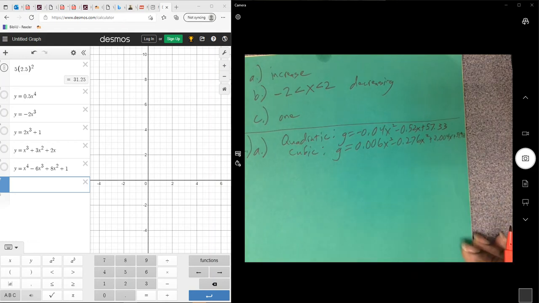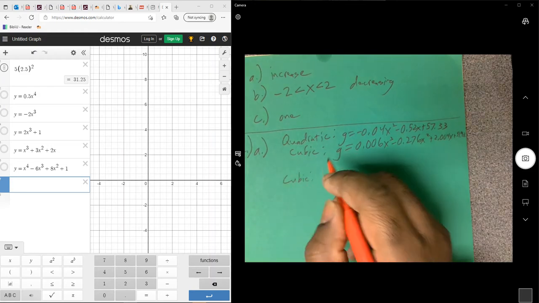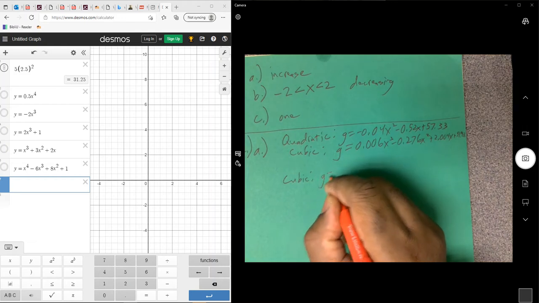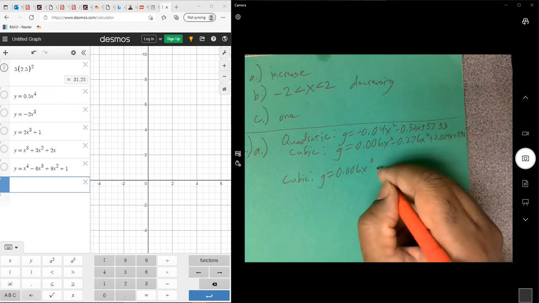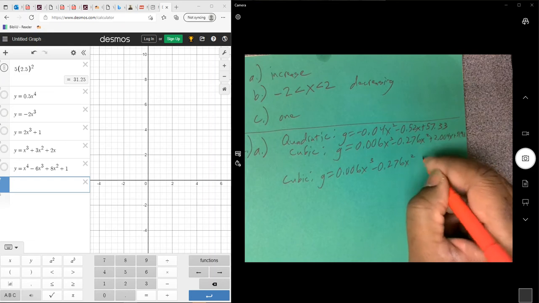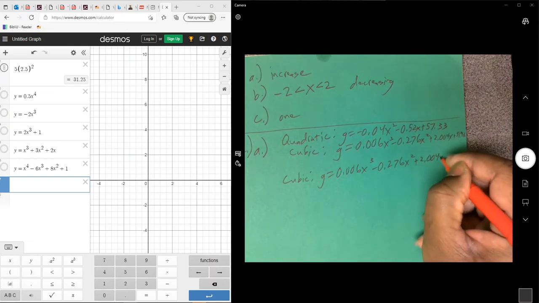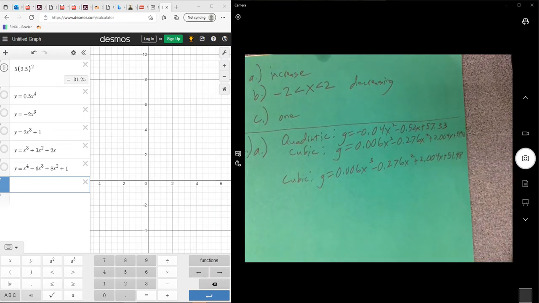Now they're asking us which one is the better model since 1990 for 2a. The actual better model was the cubic. So we had g is equal to 0.006 x cubed minus 0.276 x squared plus 2.004 x plus 51.98. This was the best model. And you found out the best model basically by looking at your R values.